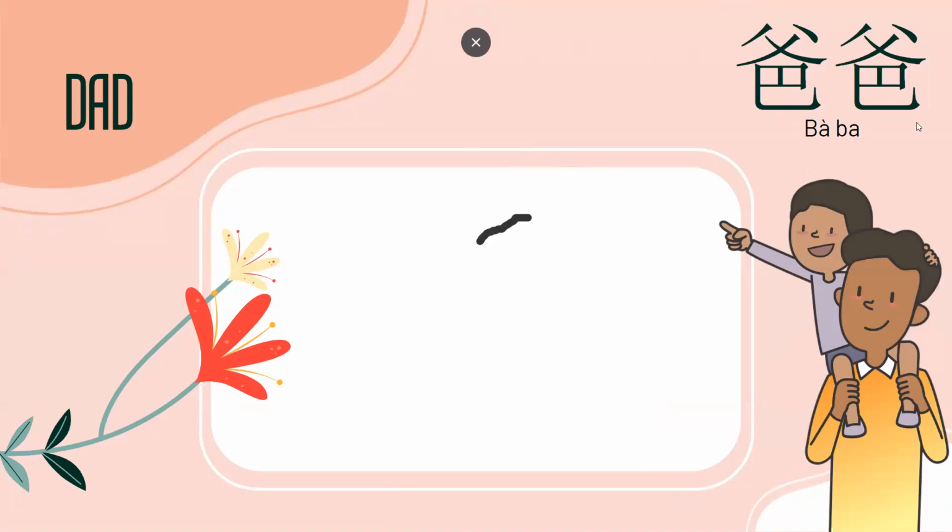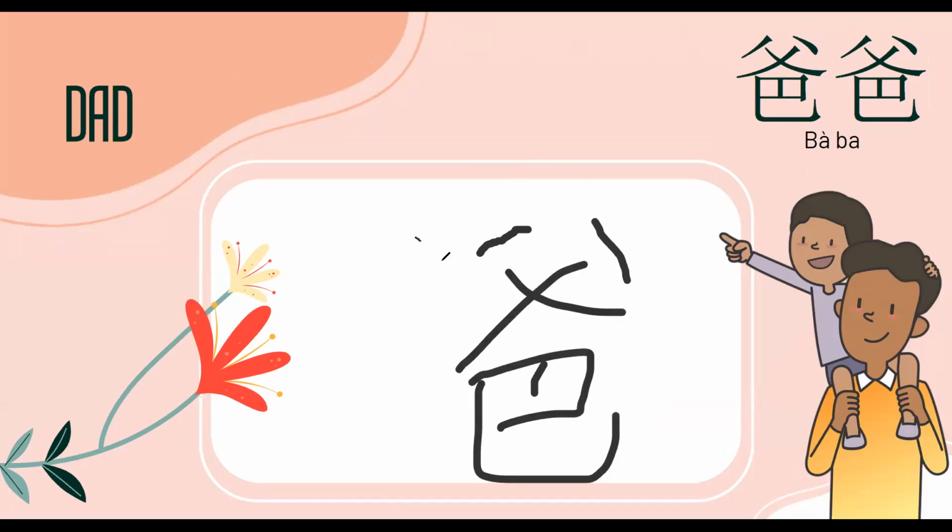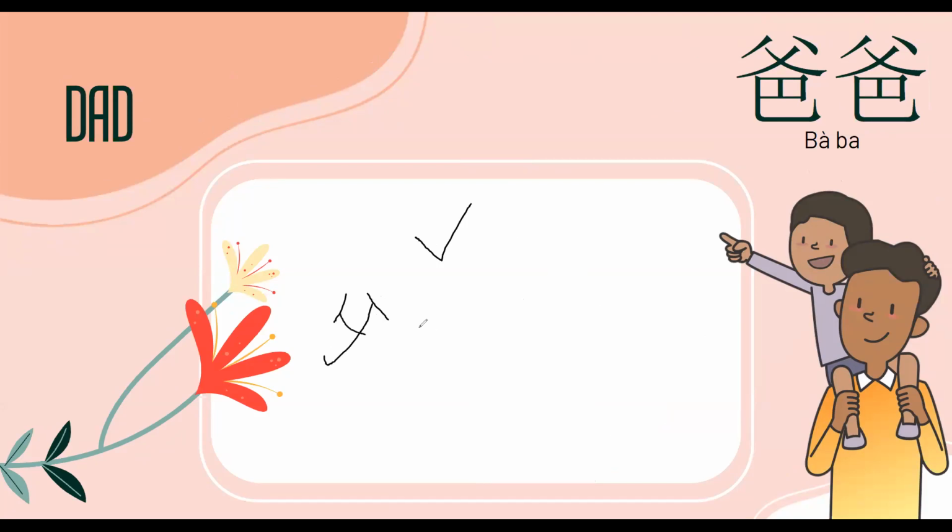So now we have baba, which means dad. Yep, that was good. So we have this thing on top that looks like an X with little segment stoppers, and then this. So that's ba.